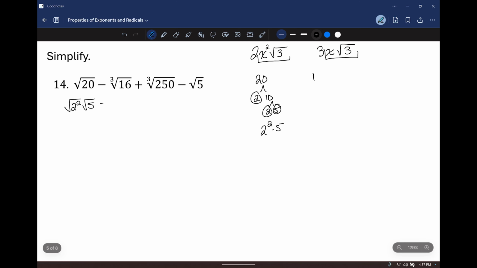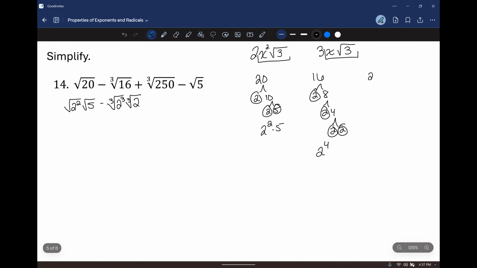Then I'm going to do the same thing for 16. 16 is 2 and 8. 8 is 2 and 4. And 4 is 2 and 2. So I have 2 to the 4th. Now I'm doing a cube root of 16. How many of those 4 2's will make the perfect cube? That would be 3 of them. If I use 3 of them for the perfect cube, that leaves 1 left over.